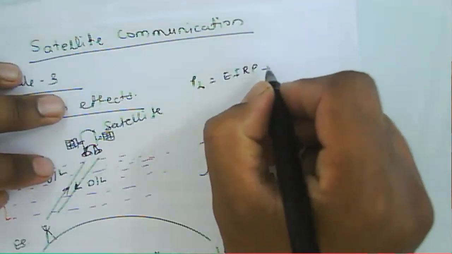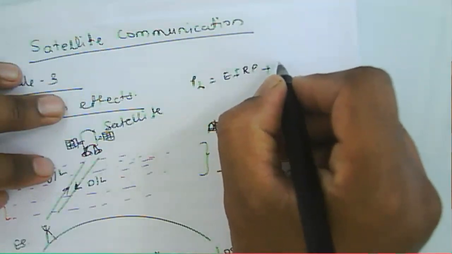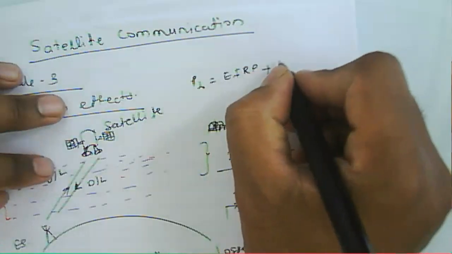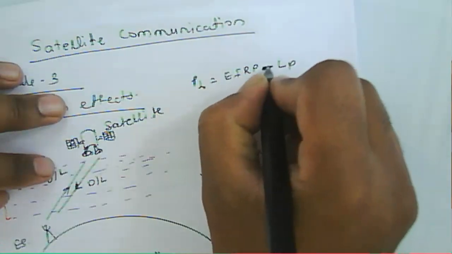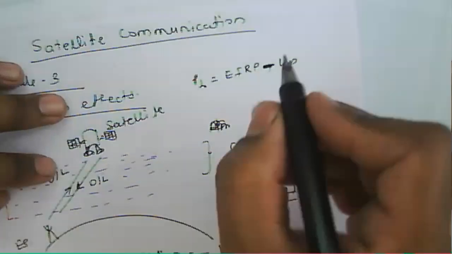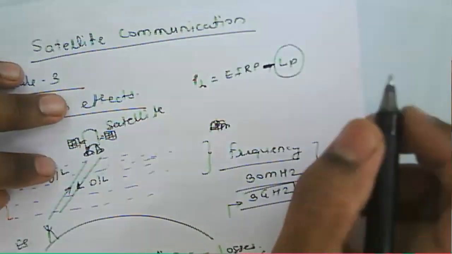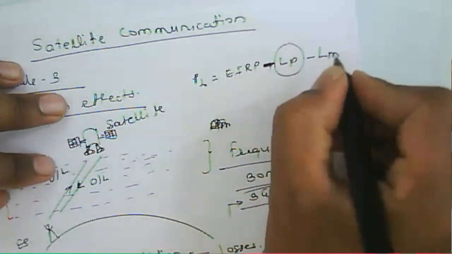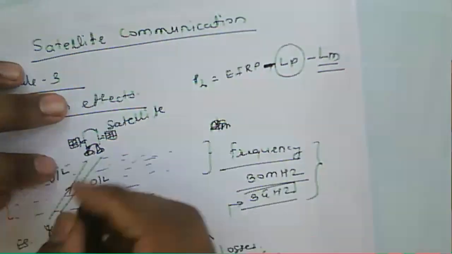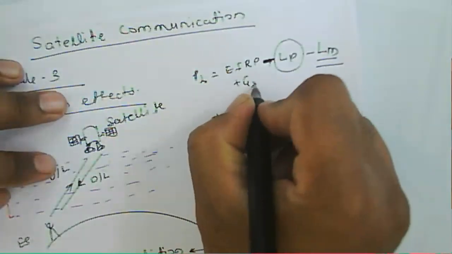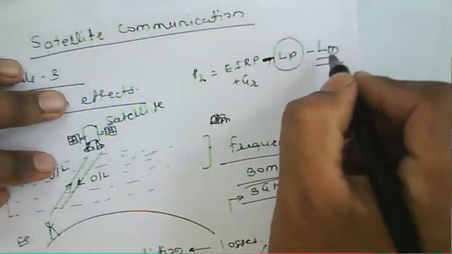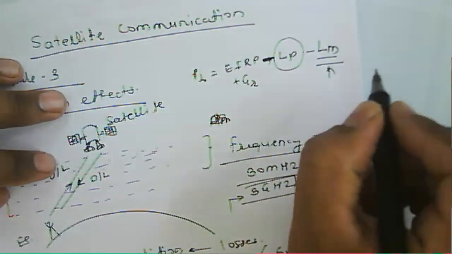plus, sorry, we consider minus LP here. That is the path loss we consider. Again, we need to consider one more factor, that is the gain of the receiving antenna, and what will be the system margin.